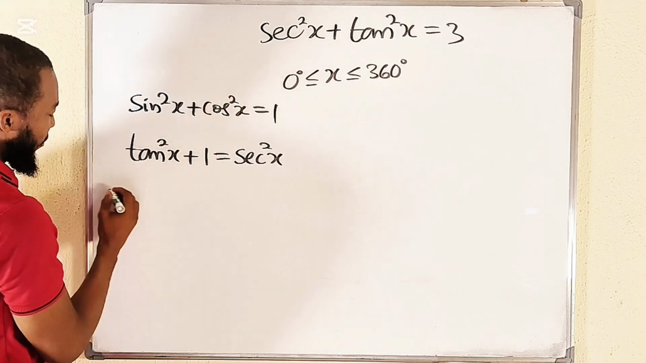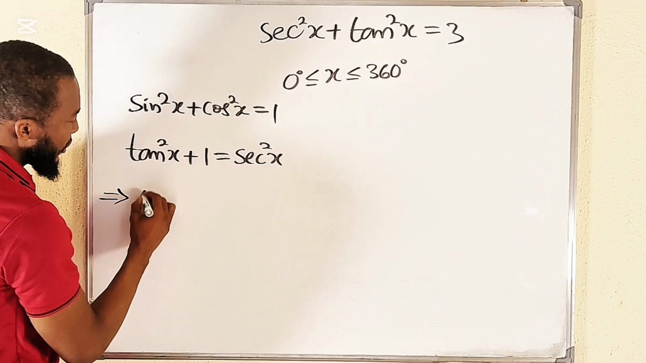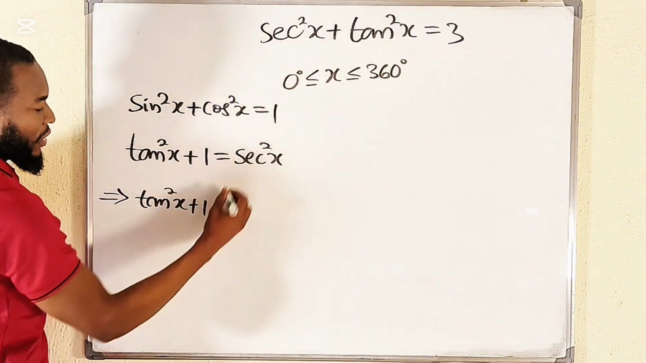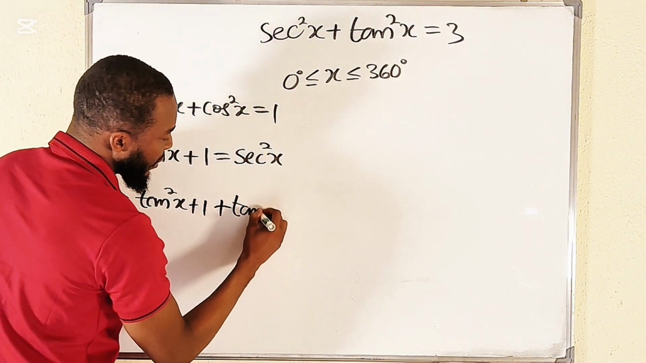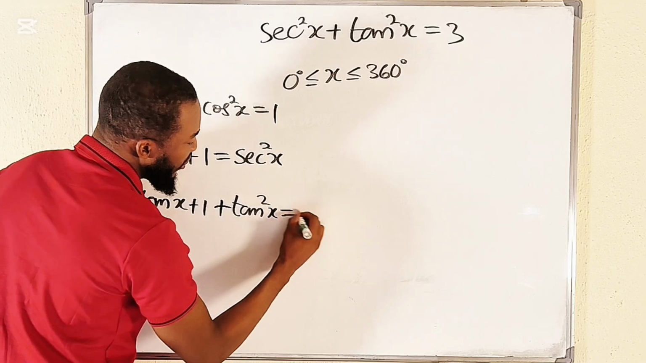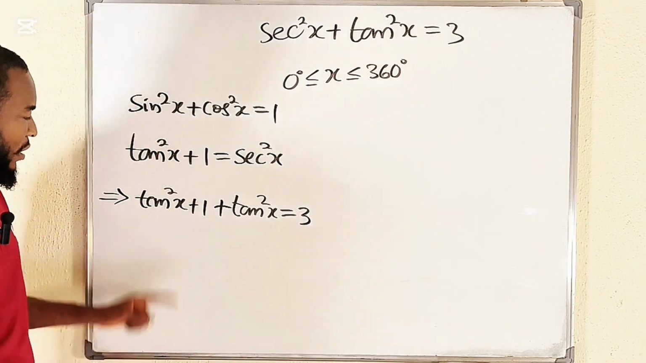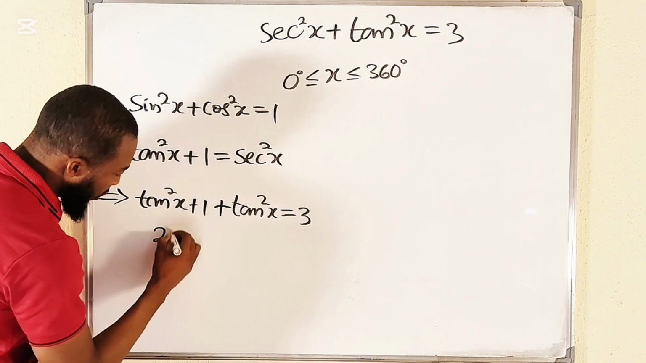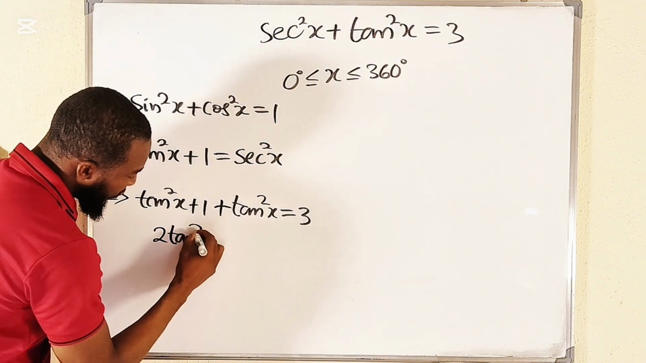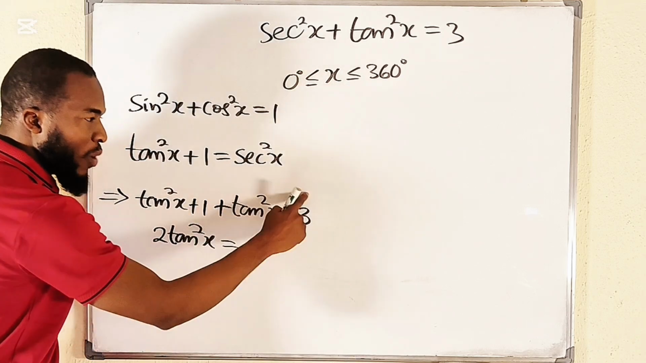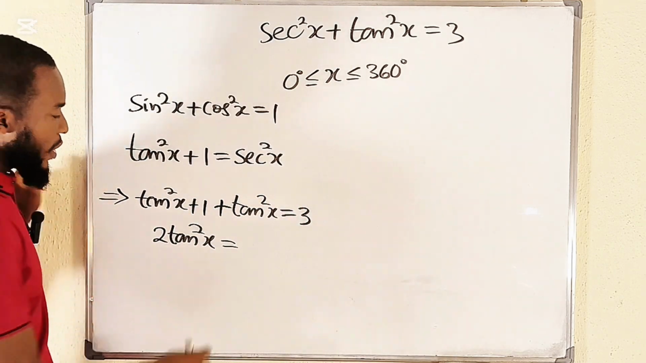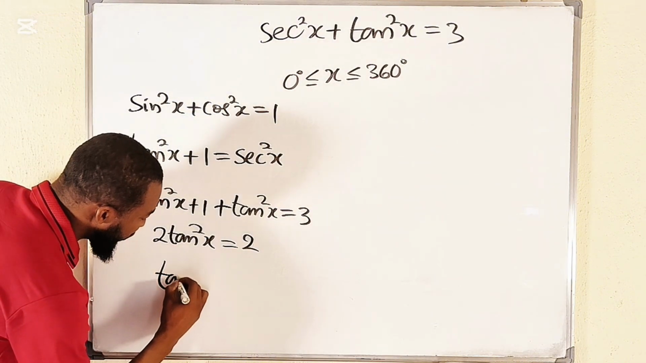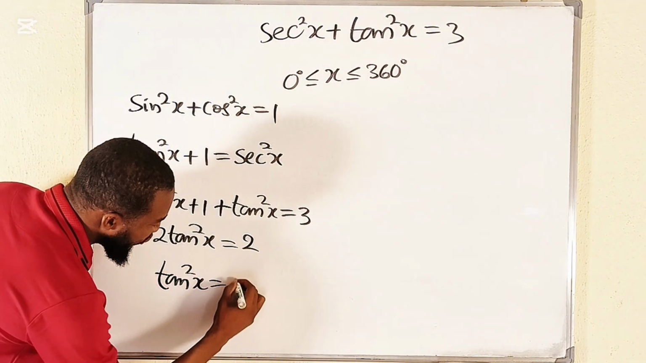So from this it implies that tangent²x plus 1 for this one, then plus the other tangent²x will be equal to 3. Tangent²x plus tangent²x will give us what? 2 tangent²x equal to, if 1 crosses over, it becomes negative, 3 minus 1 is 2. You divide both sides by 2, you have tangent²x is equal to 1.